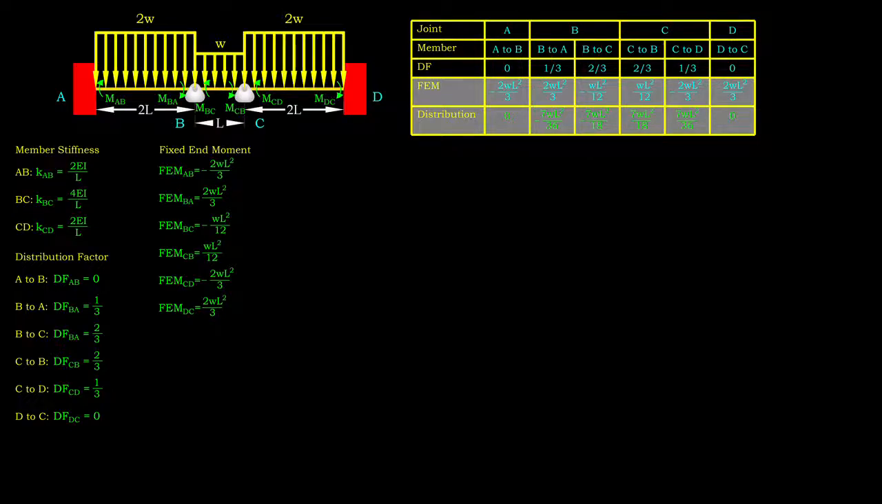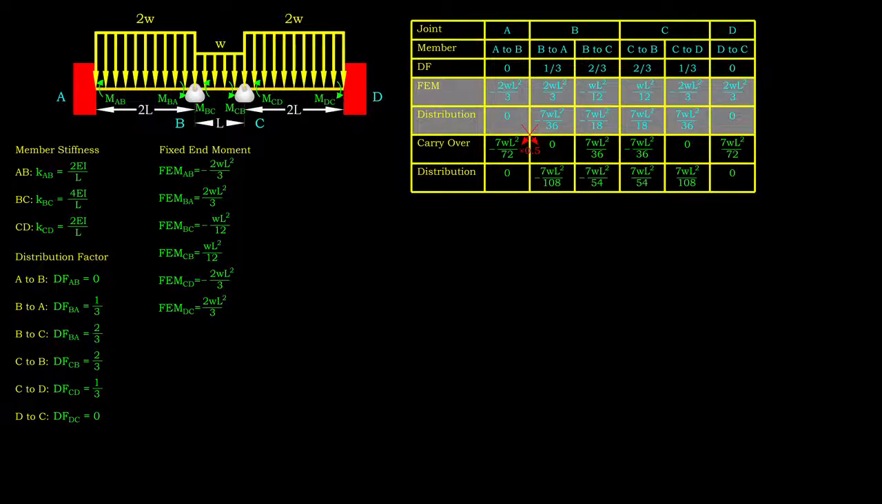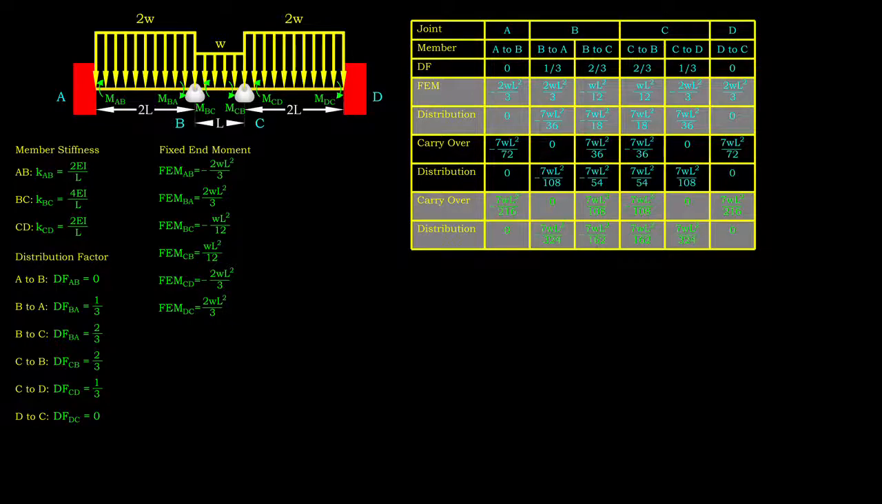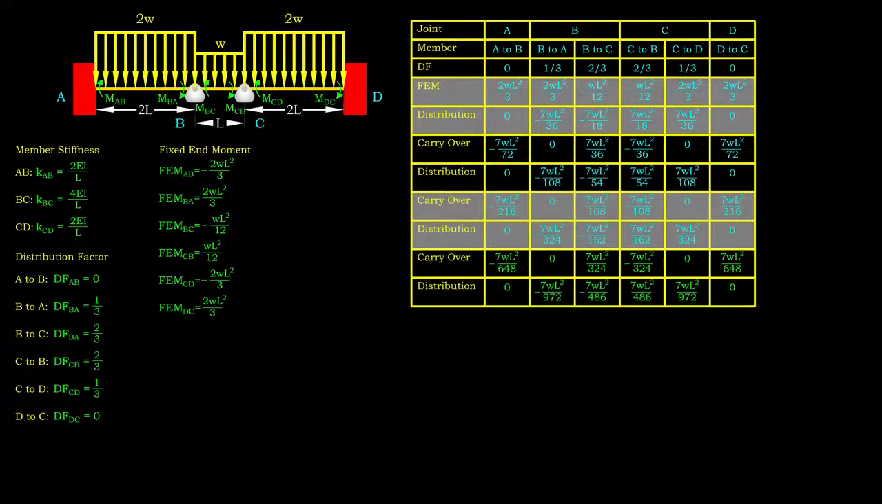After the distribution among adjacent members is done, the moment is then carried over to opposite end of each member. For instance, moment distributed for member BA is carried over to member AB, and the amount of carryover moment is half of that for distributed moment. The process continues until the value of distributed moment closes to 0.